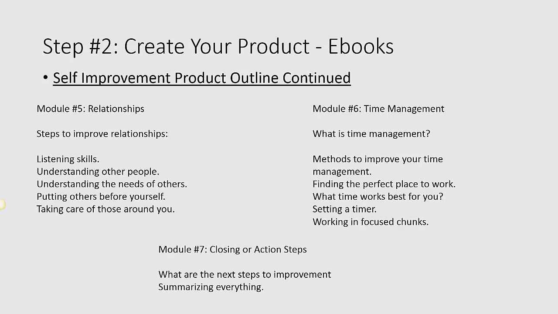Methods to improve your time, finding the perfect place to work, what time works best for you, setting a timer, working in focused chunks of time. And then module 7, the final chapter of the ebook. So modules we consider like chapters, for example, would be the closing or the action steps. What are the next steps to improvement?